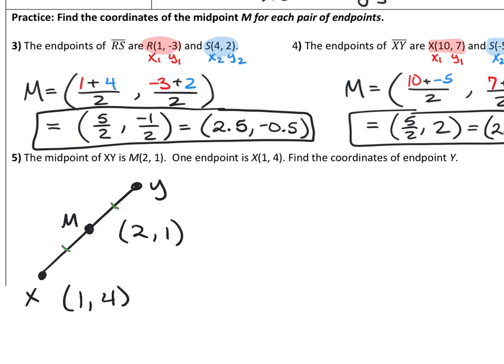What do I have to do to go from 1 to 2? Add one more. How do I go from 4 to 1? Okay, great. If we finish that pattern, what would be the numbers here for Y? What did we do to go from 1 to 2? Plus 1, which means this number is 3. And what did I do to go from 4 to 1? And so what am I going to do again?